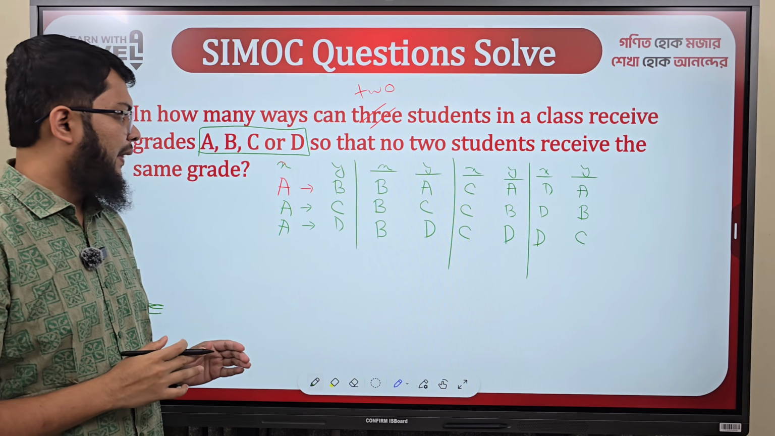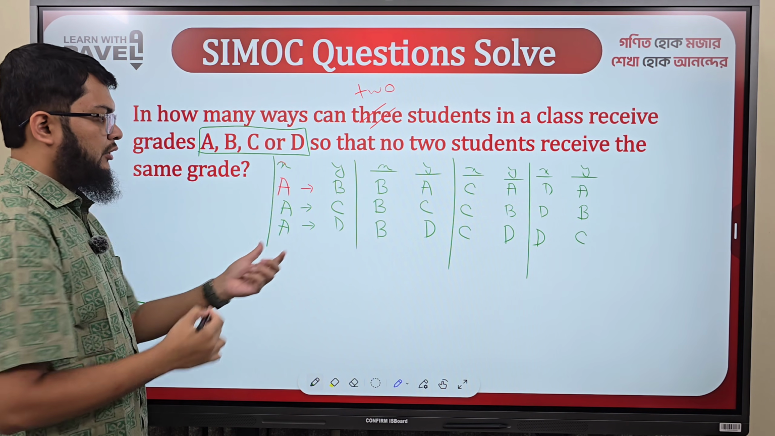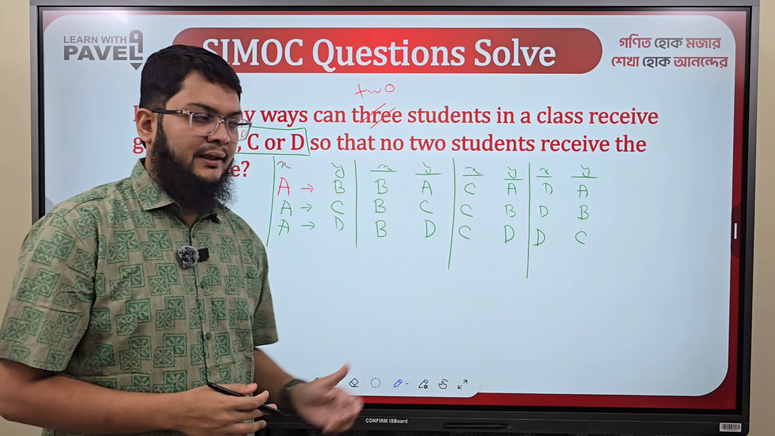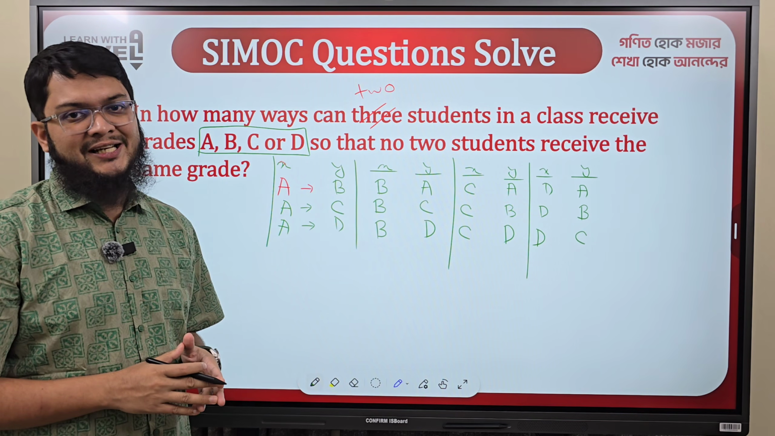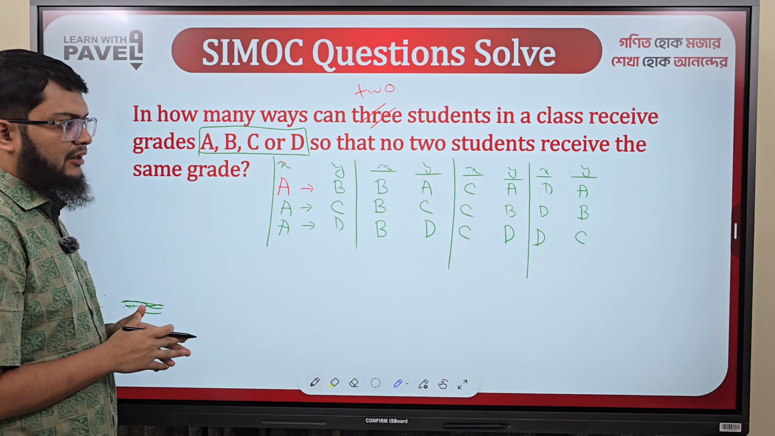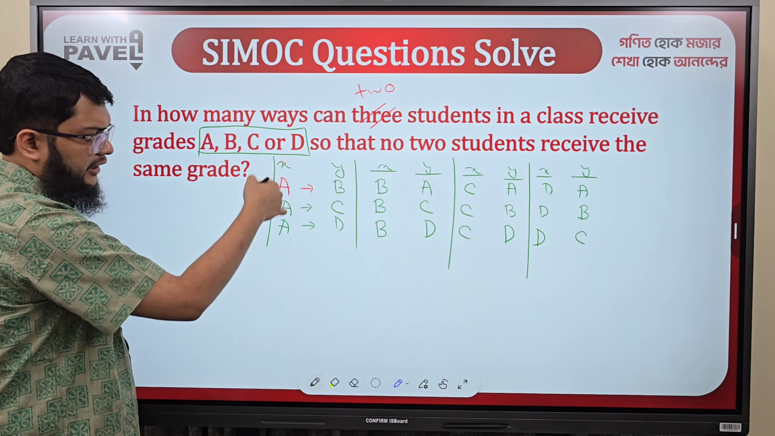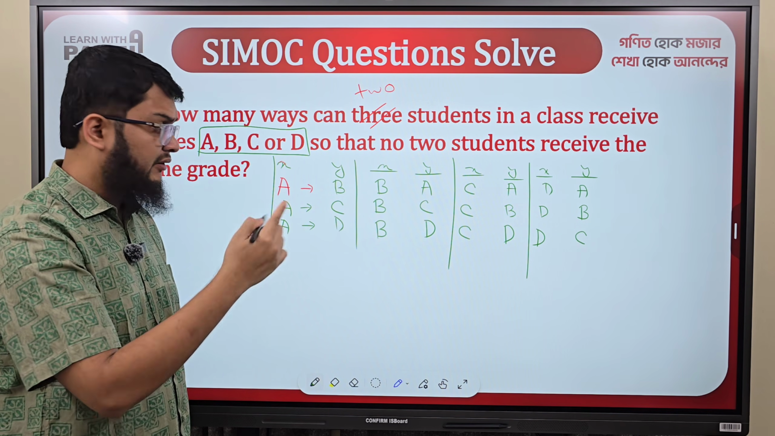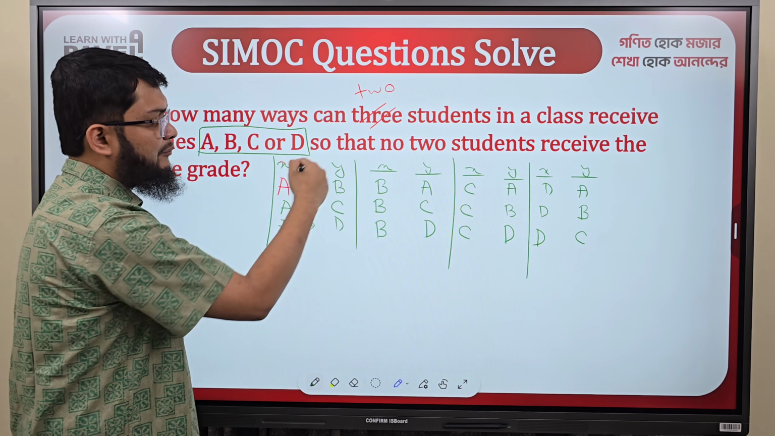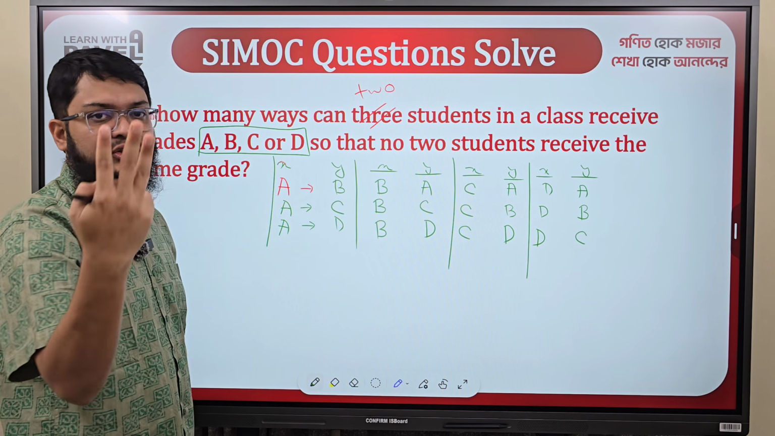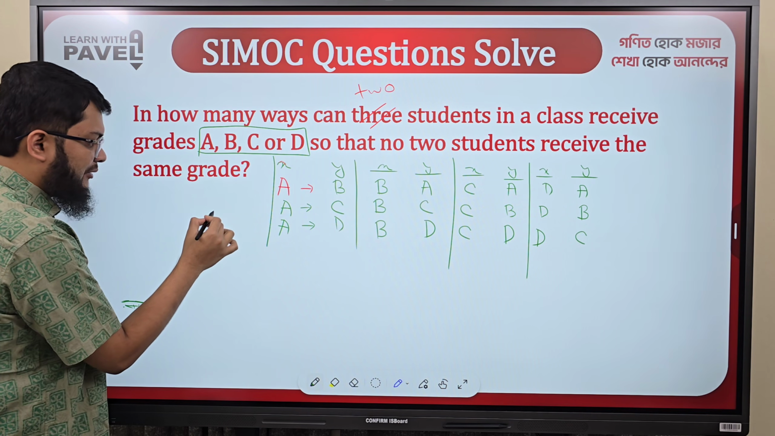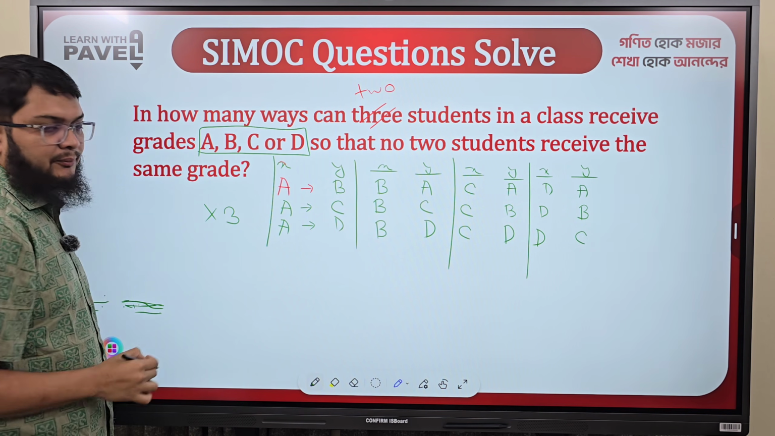So in total, how many arrangements did you get? 3, 3, 3, 3. Now we will deduce a formula from here. Okay. How do you find the formula? You see, whatever grades X receives, every time the options for Y is 3. Okay, so it would be multiplied by 3.